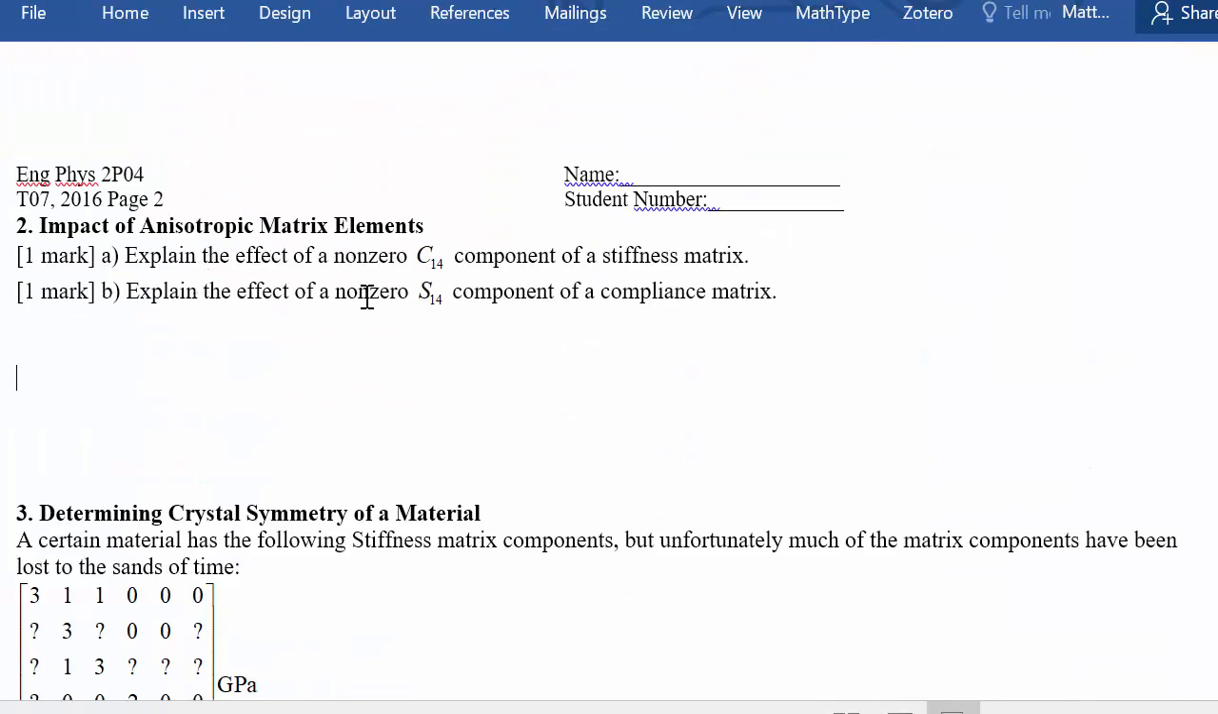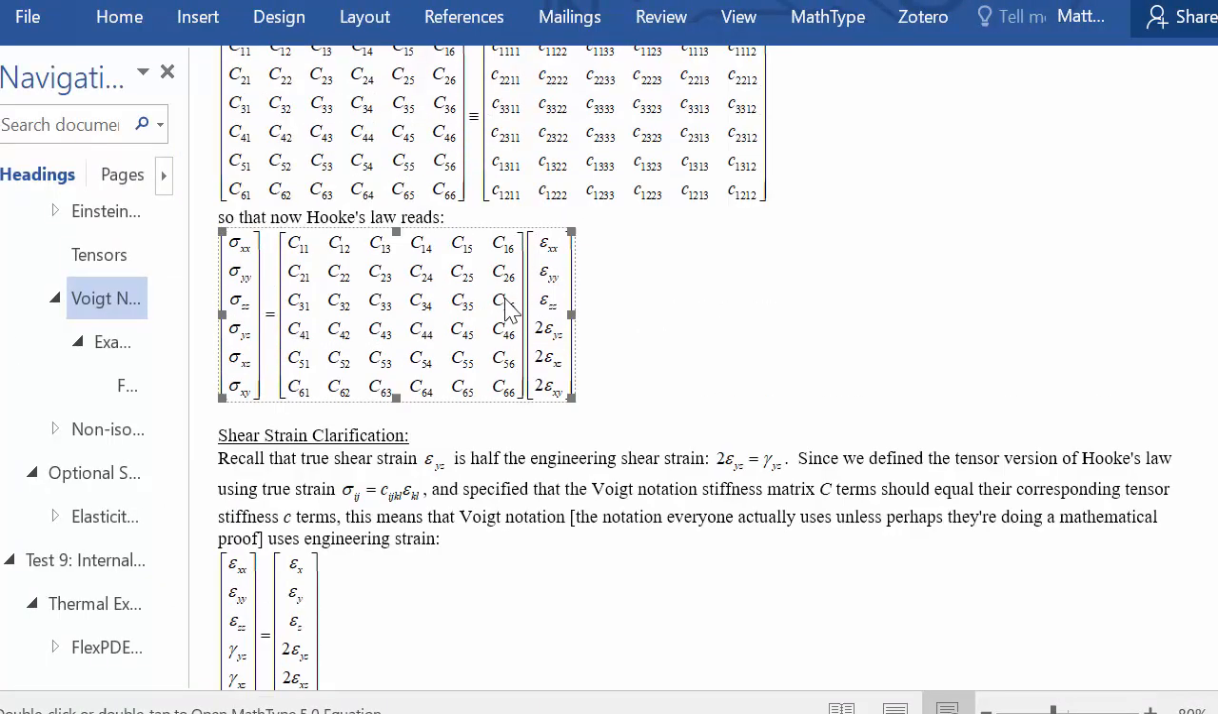So the next part of this test explores this a little bit more analytically: explain the effect of a non-zero C14 component of the stiffness matrix and the S14 component of the compliance matrix. So if we go and look at the equations for these, C14 is the component that links the YZ shear strain to an axial X stress, not a shear stress. So what this means is that if the object is moving in Y and Z, that would tend to increase the X stress the higher C14 is.